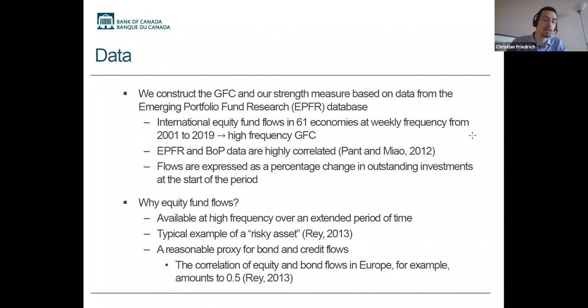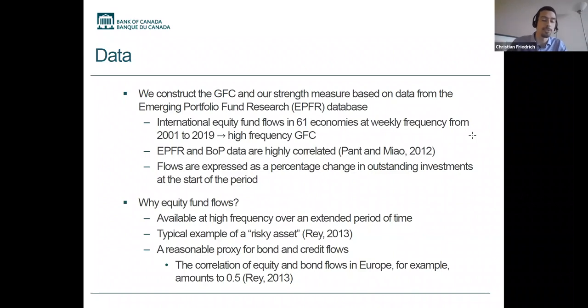And then we could think about why equity flows still make sense if a lot of the global financial cycle literature is defined in bond flows or credit flows. First of all, the simple answer is it's one of the good measures available at high frequency, and we can have it over an extended period of time. So this allows us to use more sophisticated econometric methods on it. That's the simple answer. But there's also more to it.